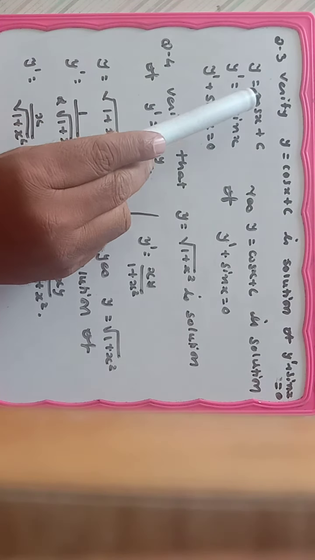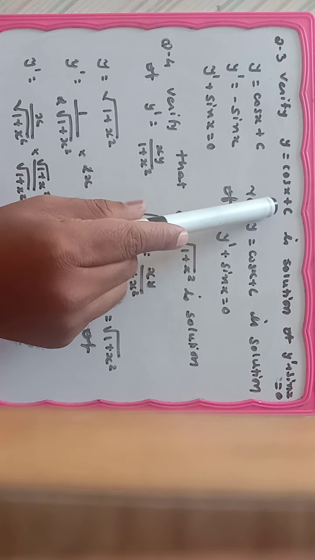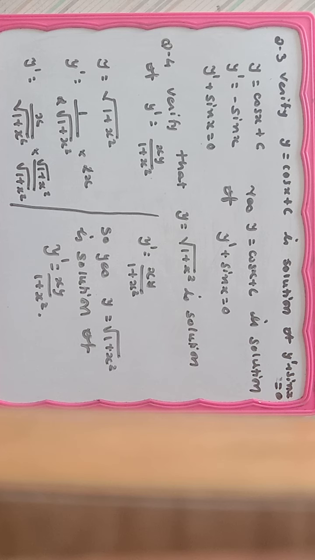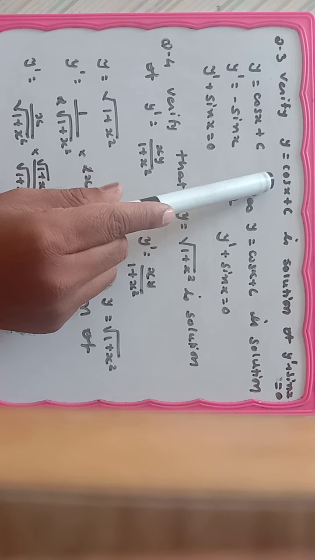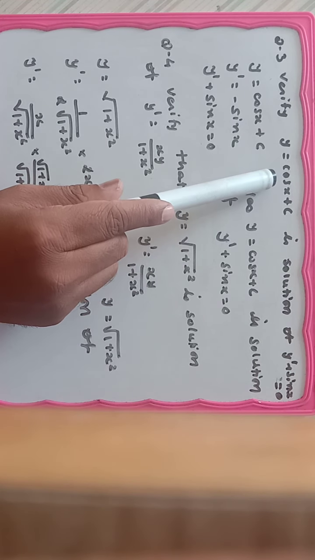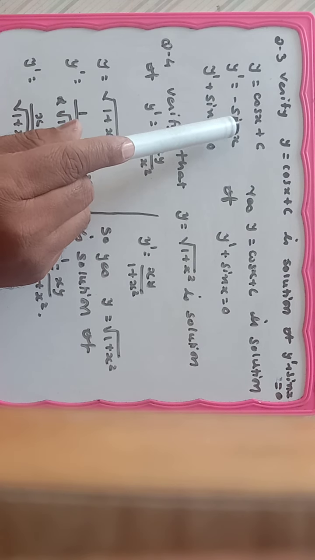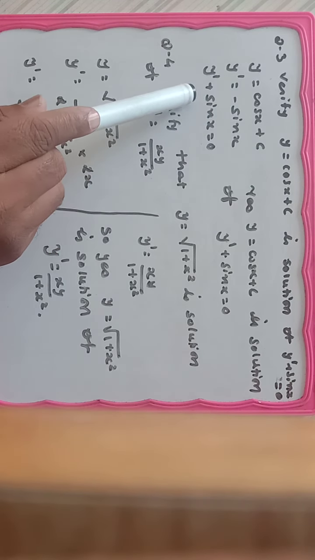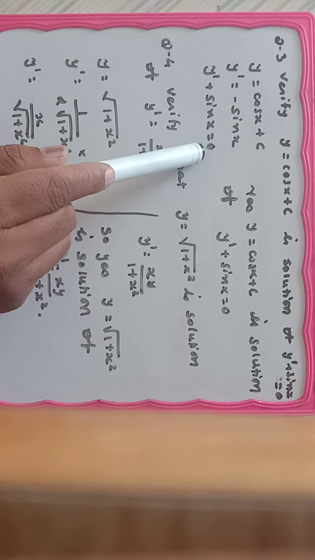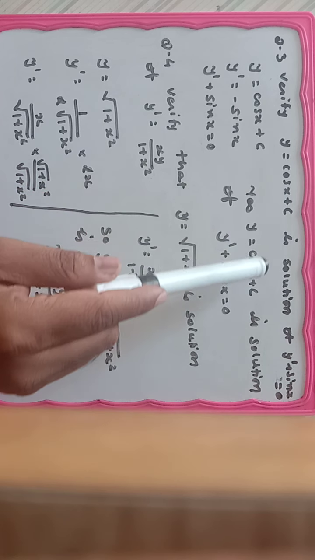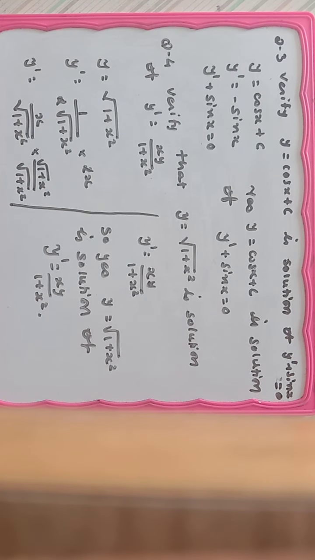Third question: verify that y equals cos x plus c is a solution of y dash plus sin x equals 0. The equation is given as y equals cos x plus c. Taking the derivative with respect to x, y dash equals minus sin x. Taking minus sin x to the other side, y dash plus sin x equals 0, and so we can say that y equals cos x plus c is a solution of y dash plus sin x equals 0.